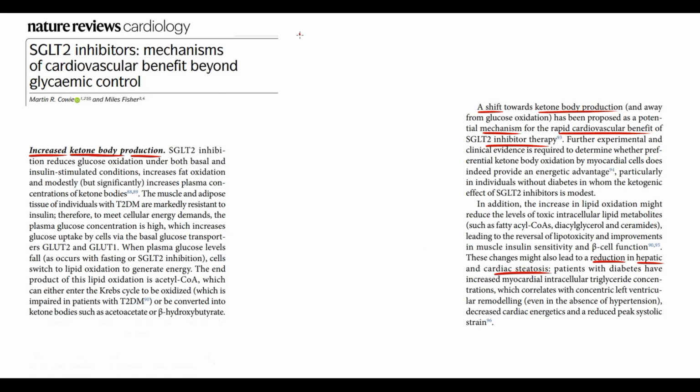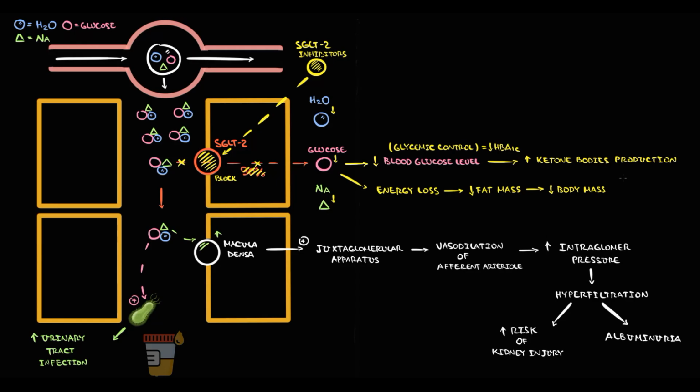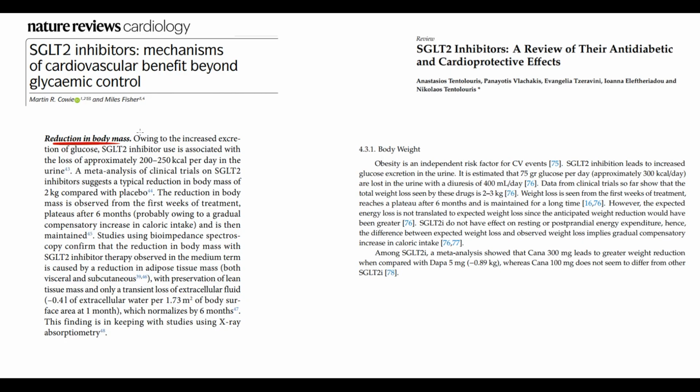The concept is that with lowering of glucose level, we begin to oxidize fats to increase ketone bodies production, and with oxidation of fats, the mass of adipose tissue decreases, and thereby steatosis becomes less severe. Decrease in glucose reabsorption causes energy loss. With loss of energy, we begin to oxidize fats, and thereby fat mass decreases. As a result, we will lose weight. It was estimated that SGLT2 inhibitors, by decreasing glucose reabsorption, cause loss of approximately 200-250 kilocalories per day.